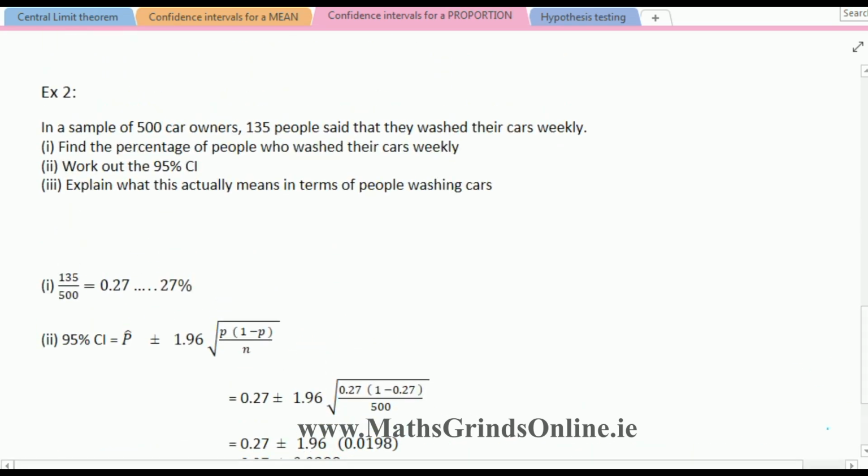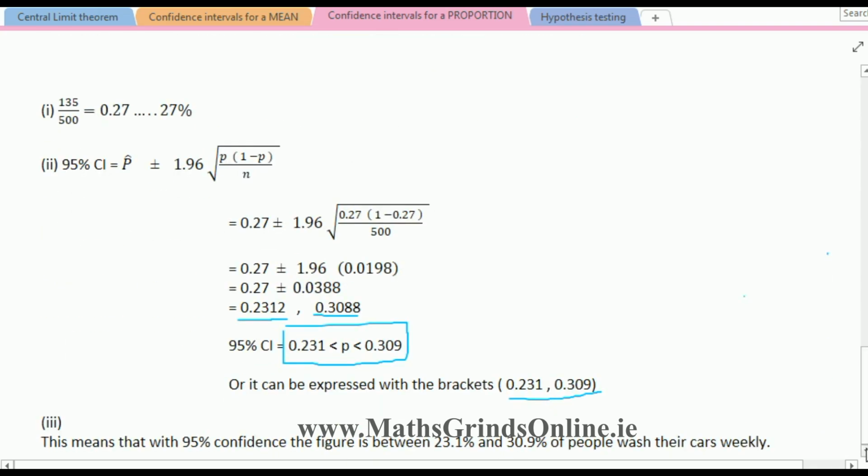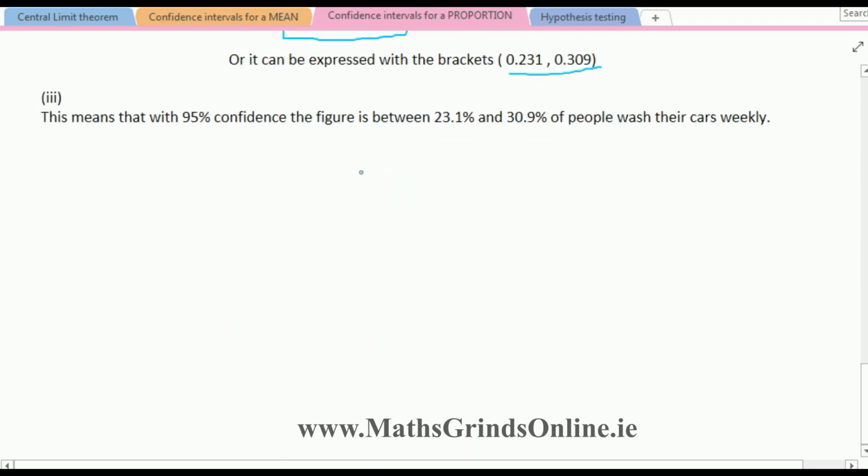And the last question then is looking for a statement. Explain what this actually means in terms of people washing their cars. What does this 95% confidence interval mean? Well, it's in the name, the 95% confidence interval. So it's an interval and you're 95% confident that everyone will fit in there.